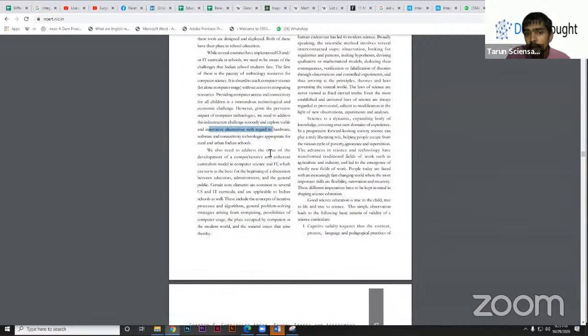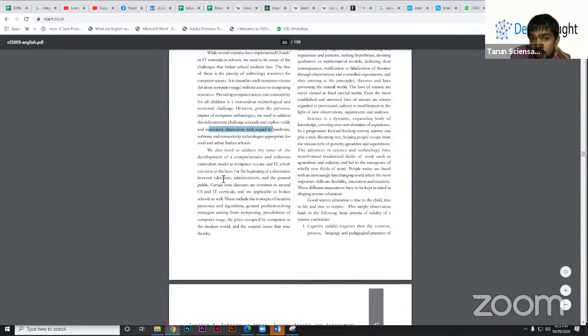We also need to address the issue of development of a comprehensive and coherent curriculum model in computer science and IT, which can serve as the basis for the beginning of a discussion between educators, administrators, and general public. Certain core elements are common to several CS and IT curricula and are applicable to Indian schools as well.